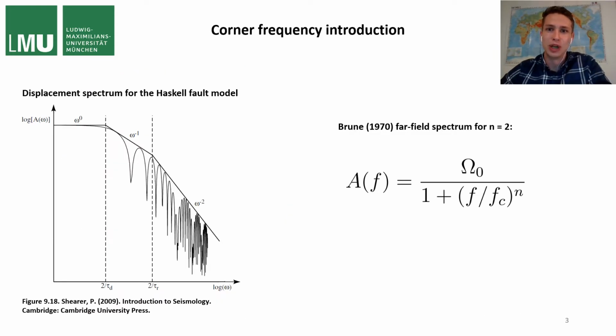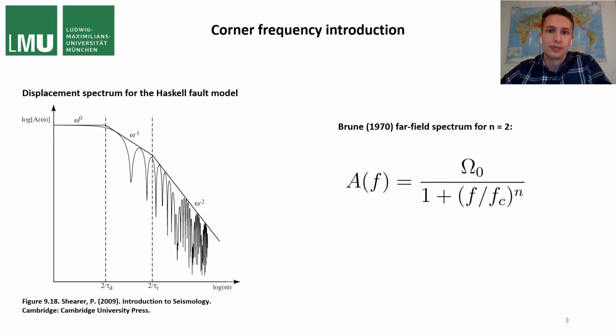At first, I want to give you a brief introduction to the corner frequency in general. On the left, you can see the theoretical amplitude displacement spectrum for the Haskell fault model of a line source. It's flat for the low frequencies and proportional to the inverse frequency squared for high frequencies. The frequencies that mark the kinks between the different slopes are the corner frequencies, which are controlled by the apparent rupture duration time and the rise time.